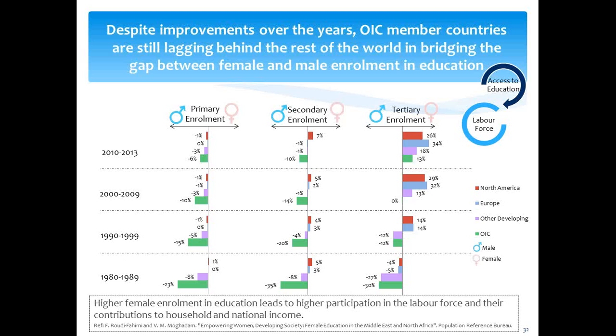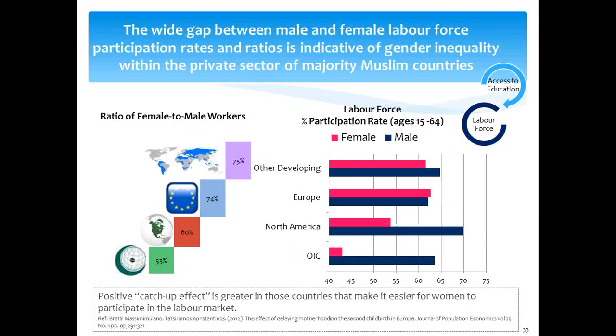So the trend is positive, and that's good news, but we can see that they're still lagging behind other regions of the world. And the reason why this is important is, if you have more females who are educated, they tend to participate in the labor force, and their contribution to household and national income will be enhanced. Now, when you look at the data like that, it begs the question, how is the labor force in the OIC region? And not surprisingly, we see that the ratio of female to male workers is in fact lowest for OIC member countries.